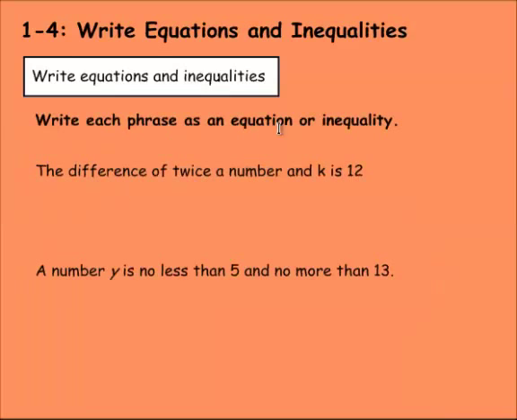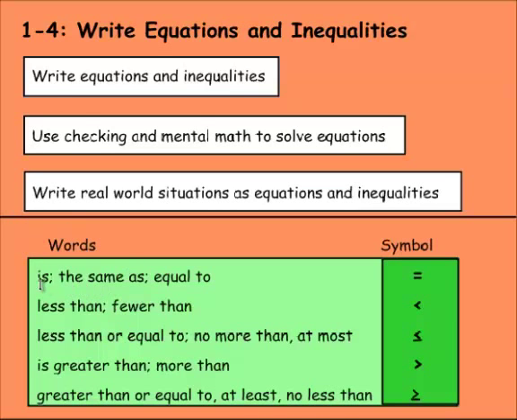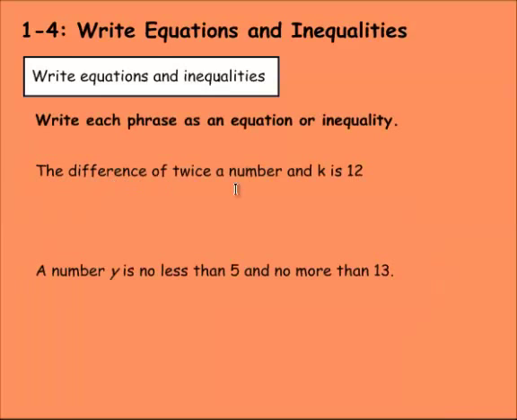We need to turn each phrase into an equation or an inequality. So we're looking for the difference of twice a number and k is 12. And the big thing is we need to find is always an equal sign. So the difference of twice a number and k is 12. Let's start out with the is 12. So equal sign.